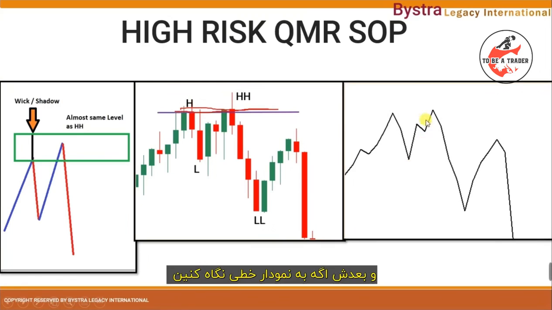And if you look at the line chart, here it goes. See, they are almost the same. So this is very high risk, and we avoid this kind of QMR. Let's look at the second one.